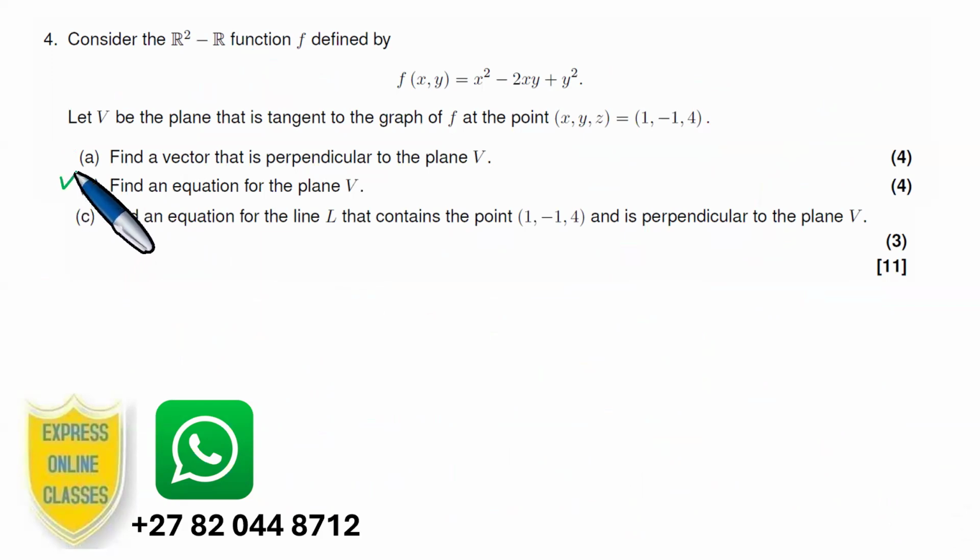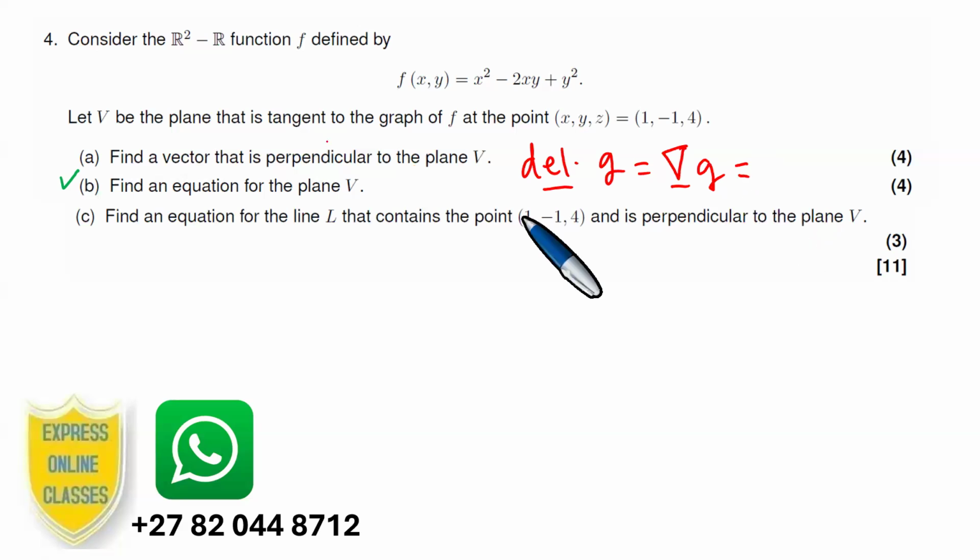Next, we need to find an equation for the plane V. How do we find an equation for the plane V? Right, so we continue, because we just used the del. Del of g is also written like this, and it is also called nabla. So it would be nabla of g. So this would be nabla of g.